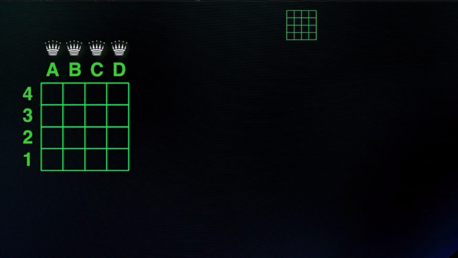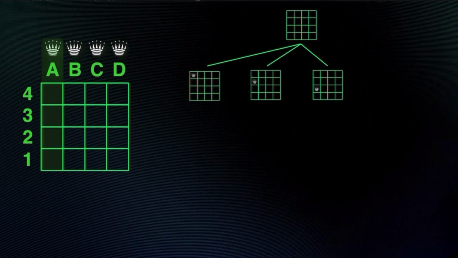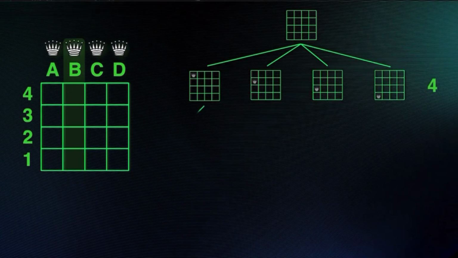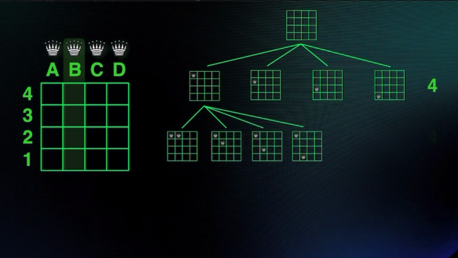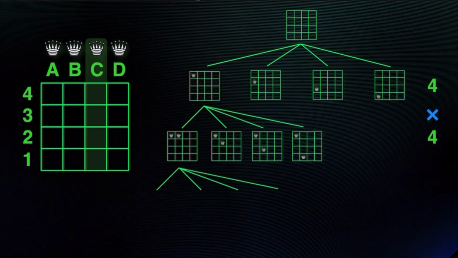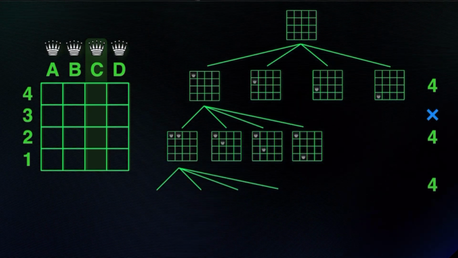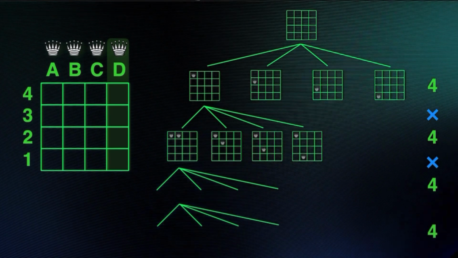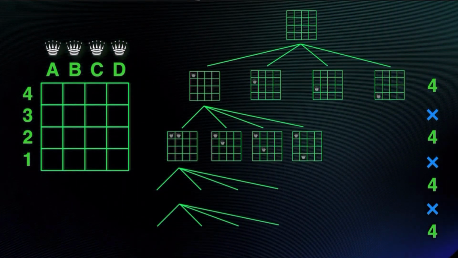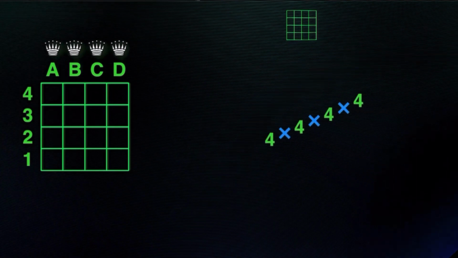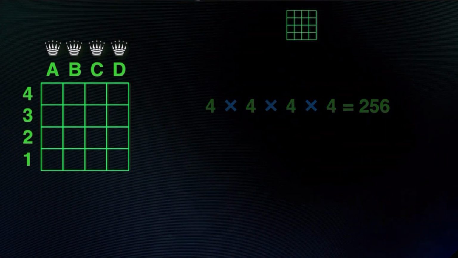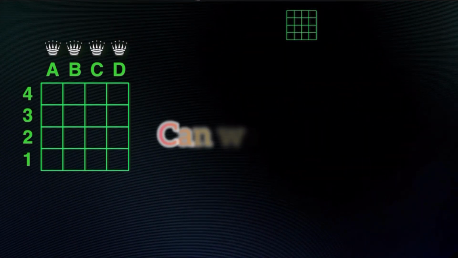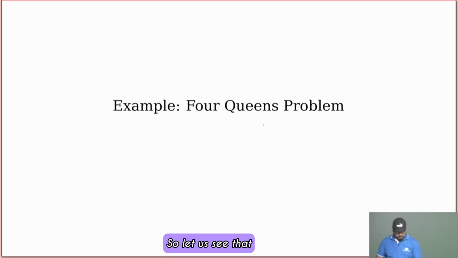Now when you look at the queens one at a time, there are 4 basic choices for A, 4 again for B, and for C and for D. Since the order of placing the queens doesn't matter, we only have to consider one of A, B, C, or D at each node. We've cut the number of leaf nodes in the search to 256. Can we do better? So let us see that.